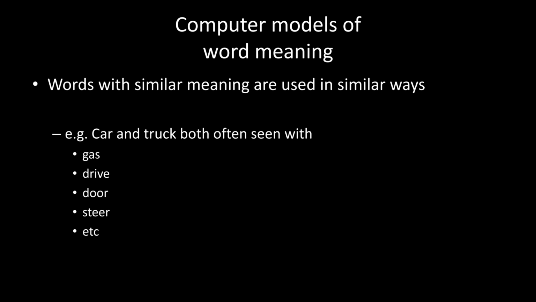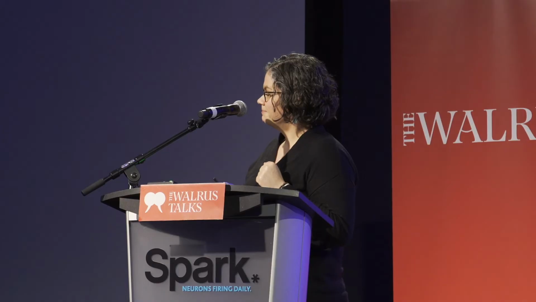So in order to solve analogies, we're going to use computer models of word meaning. So computer models of word meaning are built on the fact that words that are similar are used in similar ways. So if we were to look through all of the websites on the internet and look for the word car and the word truck, they would probably both be used in similar contexts. They would both be used with the words gas, drive, door, steer, etc. And so that would tell us that they have similar meaning.